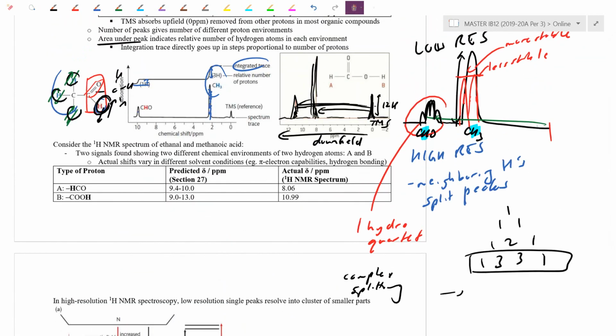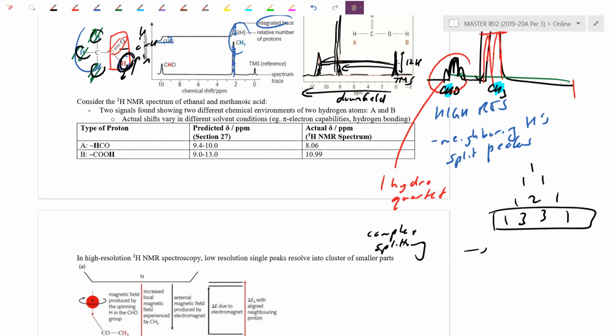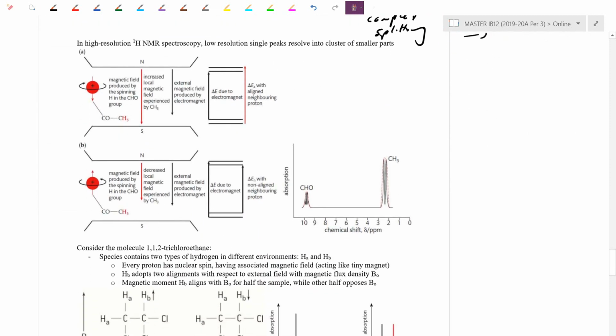So let's see if I missed anything here. Even when you compare to the data booklet here, your data booklet might give you a large range of shifts from TMS, how far away it is from TMS. The actual value might still be a little bit different, but hopefully you can recognize, for example, between 9 and 13, my real one was 11, maybe I have a hydrogen in a carboxyl environment or an aldehyde environment. The next page over talks about the splitting that we talked about.